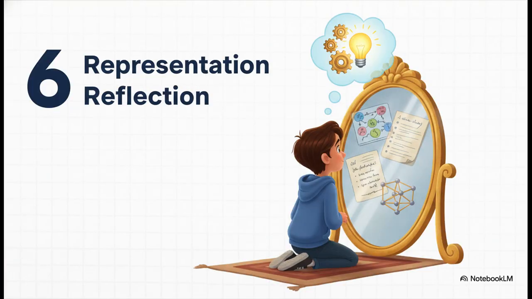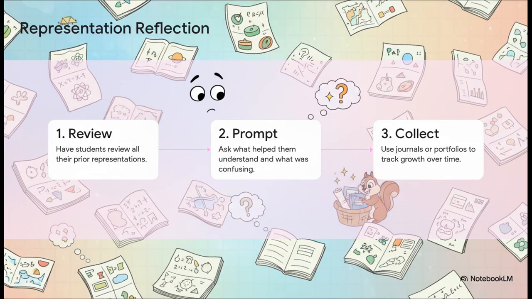And that brings us to our final strategy, number 6, representation reflection. This is all about building the habit of metacognition, thinking about your own thinking. It's so simple, but it's so powerful. Every so often, have your students just look back at all the drawings, models, and explanations they've created. Then ask them, which one of these really made the idea click for you? Which one is still a little confusing? This helps them see not just what they learned, but how they learned it. It turns them into smarter, more strategic learners.